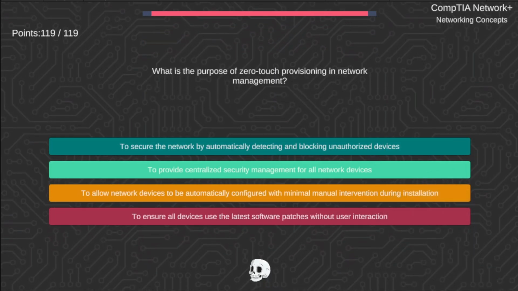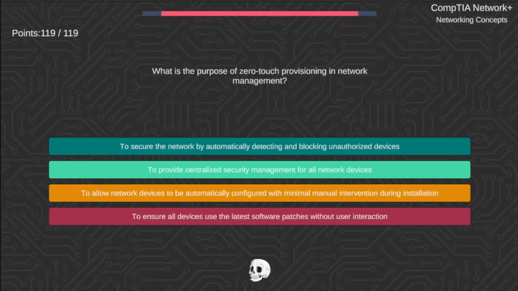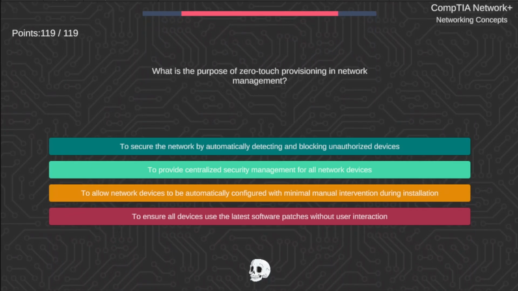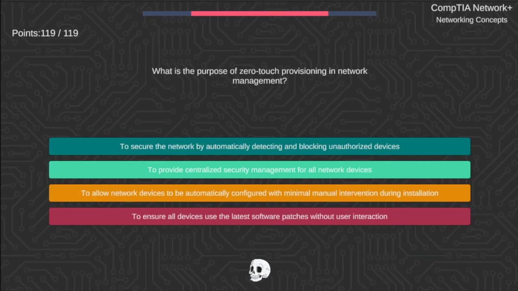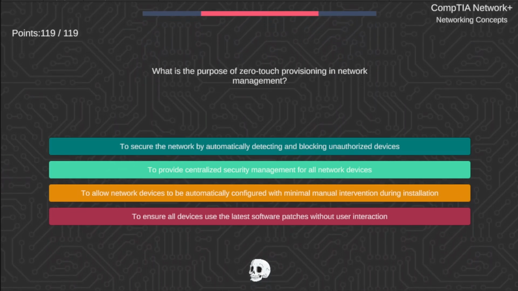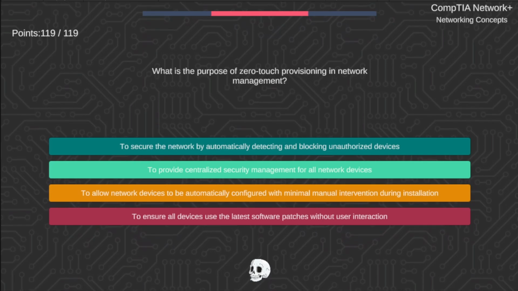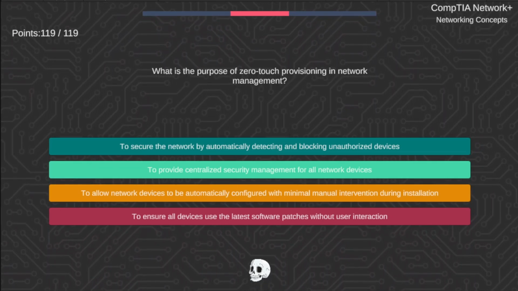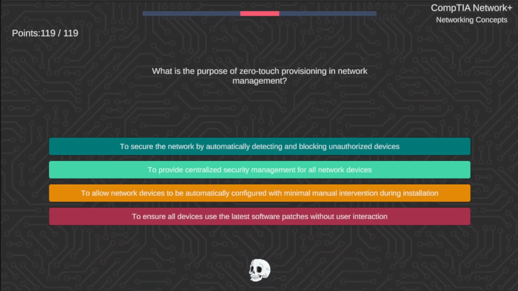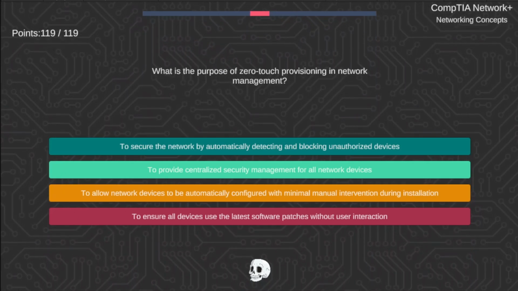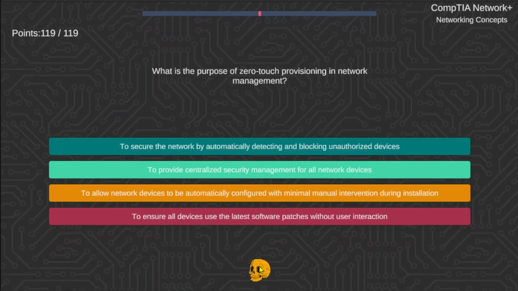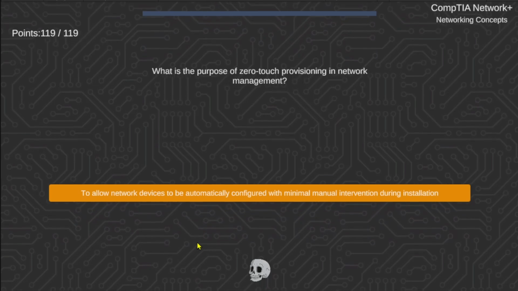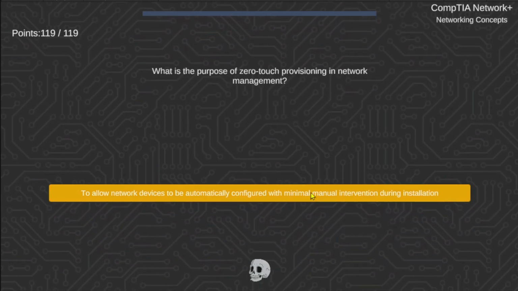What is the purpose of zero-touch provisioning in network management? To secure the network by automatically detecting and blocking unauthorized devices, to provide centralized security management for all network devices, to allow network devices to be automatically configured with minimal manual intervention during installation, or to ensure all devices use the latest software patches without user interaction. Zero-touch provisioning in network management. Correct answer is to allow network devices to be automatically configured with minimal manual intervention during installation.